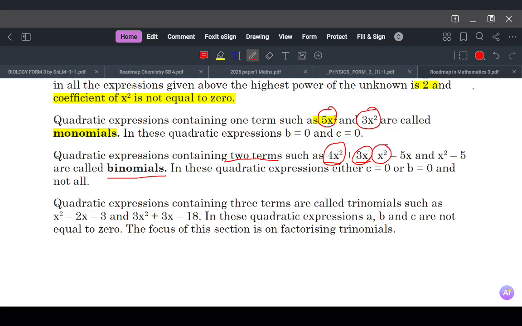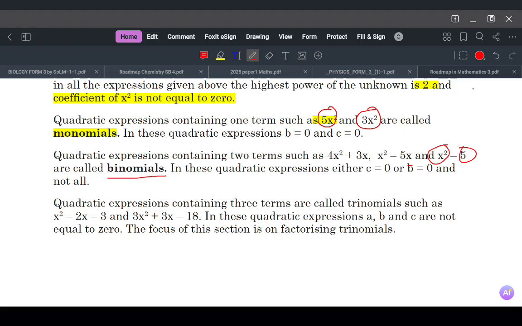X squared minus 5x, again, is another example of a binomial. All right? Another one is x squared minus 5. X squared minus 5 is also a binomial because we have two terms. We have x squared as one term and minus 5 as another term.